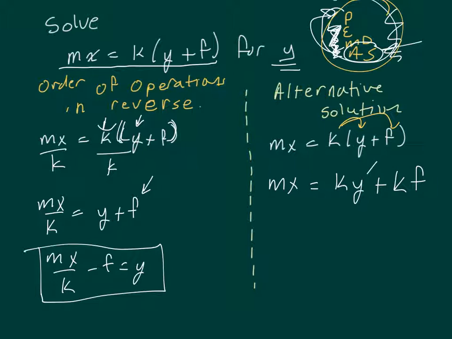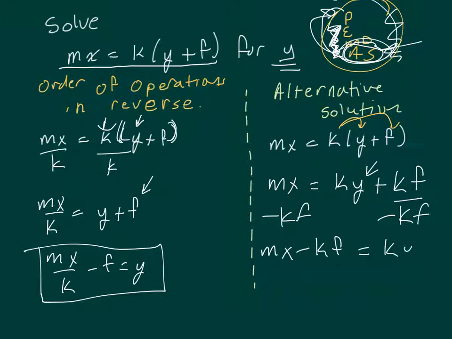I am trying to isolate this y, so now let me go back to order of operations in reverse. Is there anything to add or subtract from this side that's not the y, and that would be this. I could subtract the kf from both sides. That makes the left side mx minus kf equals k times y. And then I'm going to work my way up the order of operations and say, is there anything to multiply or divide? This k is being multiplied, so I'll divide it. The whole side gets divided by k if you do that.